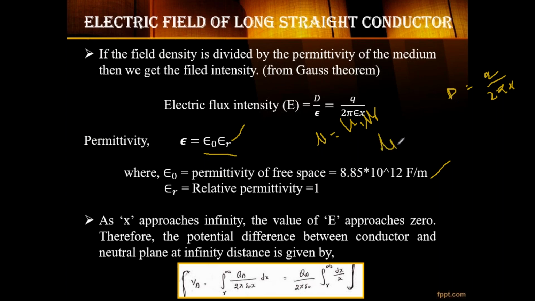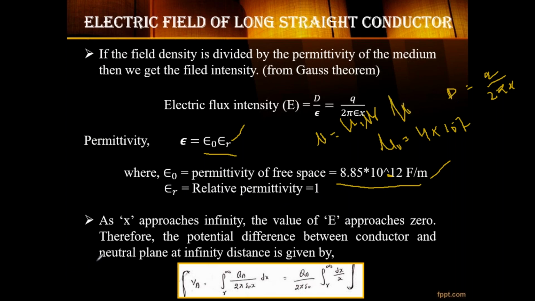Here we are considering mu naught is equal to 4 into 10 power minus 7. But here the epsilon naught is equal to 8.85 into 10 power minus 12 farad per meter, sorry, it is minus 12. And the relative permittivity is equal to 1. So here also the mu r is equal to 1.